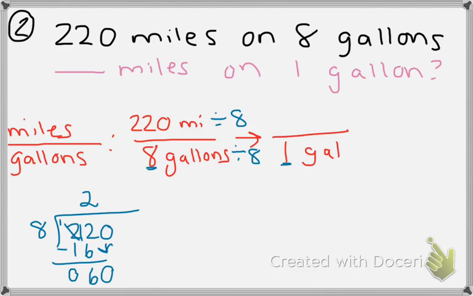8 goes into 60 7 times. I lost room, so I'm just going to do a little thing here. 8 times 7 is 56. 60 minus 56, again we have to do a little borrowing. 10 minus 6 is 4, 5 minus 5 is 0. Now we're left with a 4. There's nothing left to bring down.